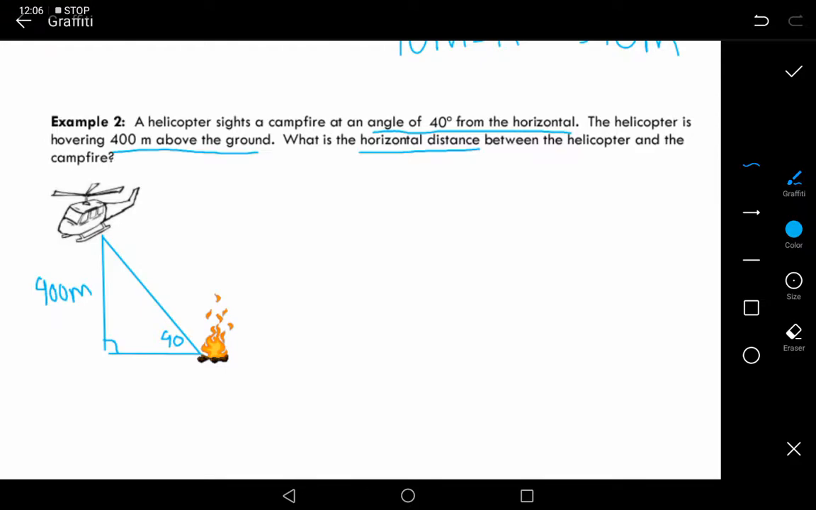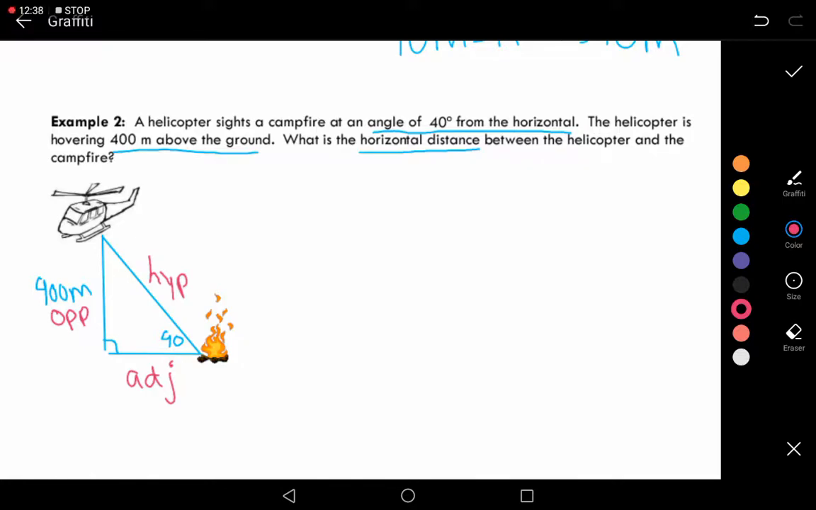Okay, the next thing is to label, again, always the opposite, adjacent, and hypotenuse. Because we are finding a side length, we know we have to use the angle we're given. So that's our reference point. Across from the 40 degrees is going to be our opposite side. Across from our 90-degree angle is our hypotenuse. And lastly, whatever's left over is going to be our adjacent.